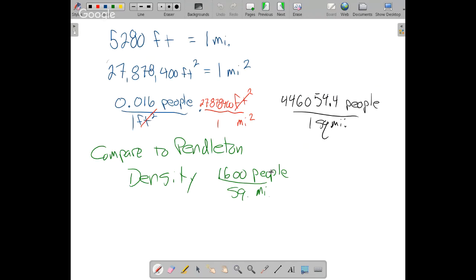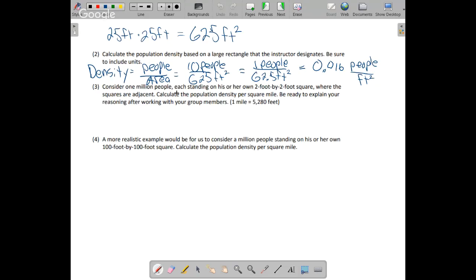Population density. Our classroom is way more dense on average than the people living in the town of Pendleton. All right, let's go back here. So now we consider 1 million people, each in their own 2 foot by 2 foot square. Now remember, up in the example above, 62 is close to 64. So this density right here, each person would live in roughly their own 8 foot by 8 foot square, which in a classroom setting seems pretty spacious. But in terms of living in a town or city is not so spacious.